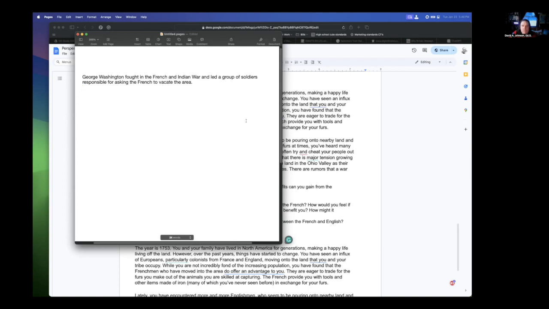Because if you tell your kids summarize this in 6 words, they're not going to be able to do it. So not only do you have to model it, but you have to model how you might go about doing this yourself. So I started with, okay, if I wanted to summarize this part on George Washington in a sentence, and I'm not going to worry about the word count, what might it be? What I came up with was: George Washington fought in the French and Indian War and led a group of soldiers responsible for asking the French to vacate the area.